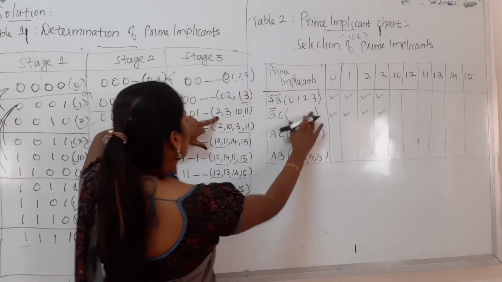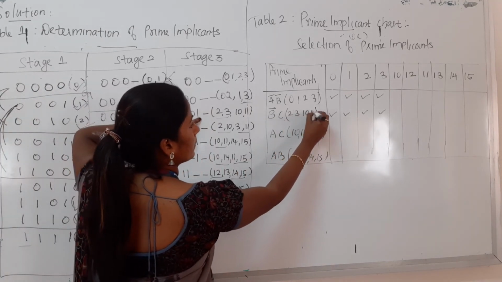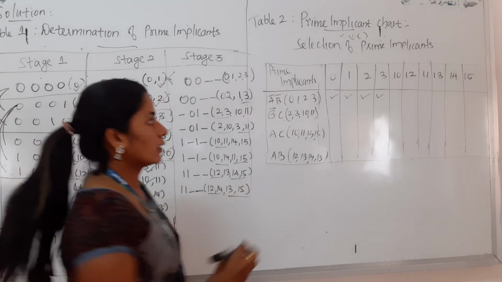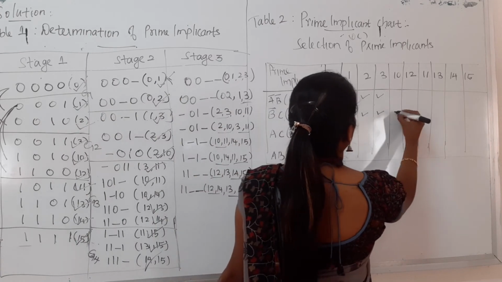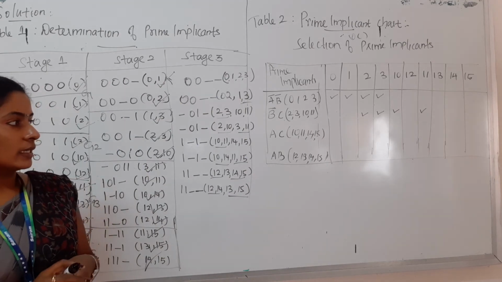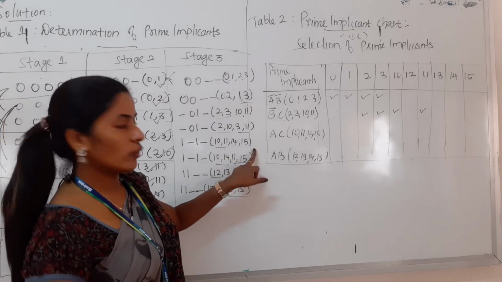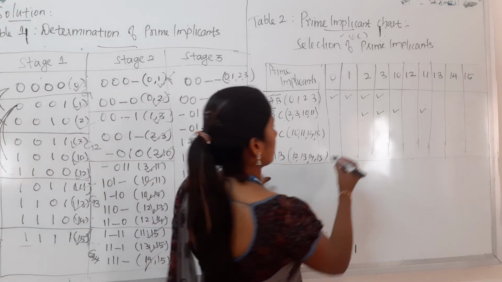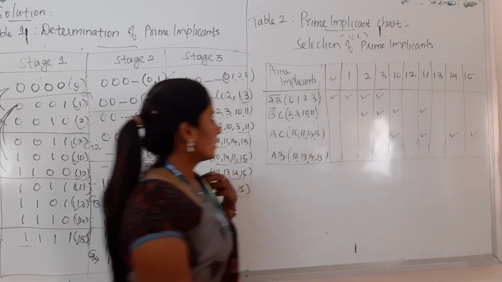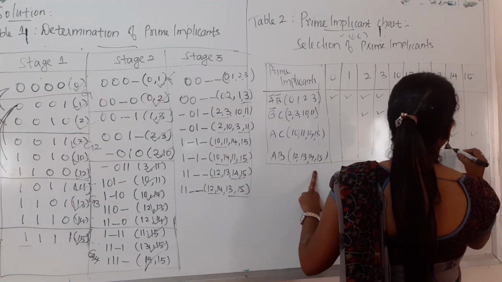No. This B bar, C is covering 2, 3, 10, 11. Next, AC, it is covering 10, 11, 14, 15. Last one is AB, covering 12, 13, 14, 15.